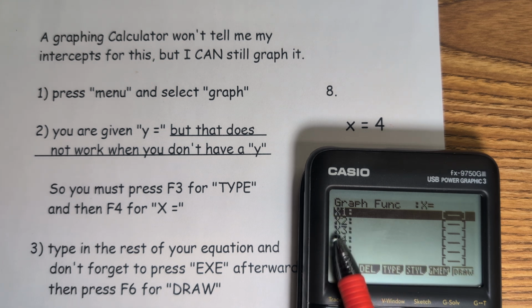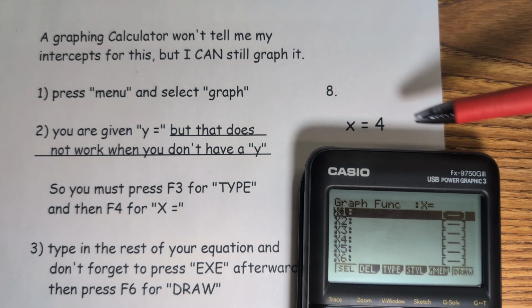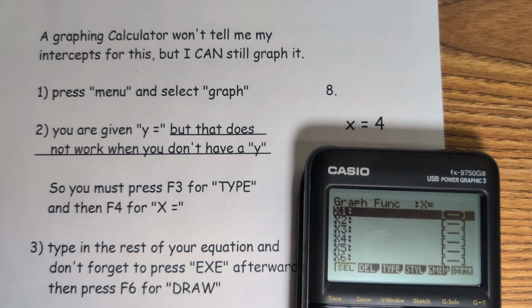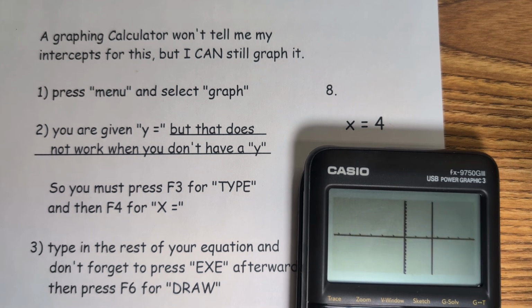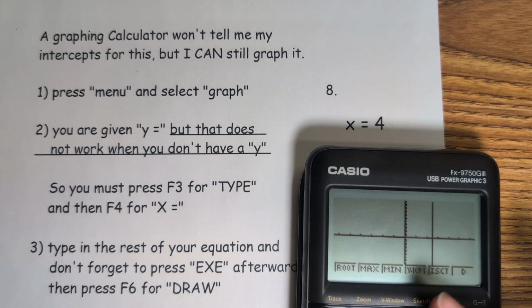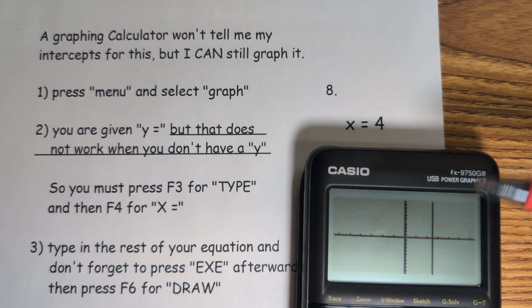Now, instead of y's, those turned into x's. So now I can type in x equals 4. And of course I have to hit enter. And then draw, and now I have a vertical line. And of course if I do G-Solve, it doesn't give me anything. That's because vertical lines are not technically functions.